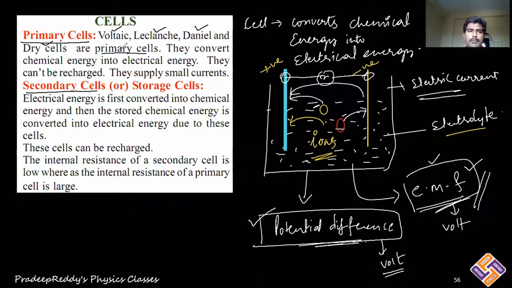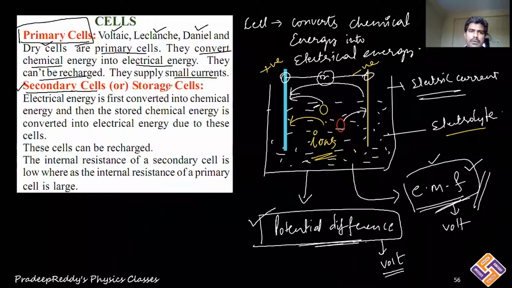These are all primary cells. They convert chemical energy into electrical energy. They can't be recharged. Primary cells cannot be recharged. They generally supply very small currents. For example, the cell which you use in a wall clock comes under dry cell. That is a primary cell. Next is a secondary cell.